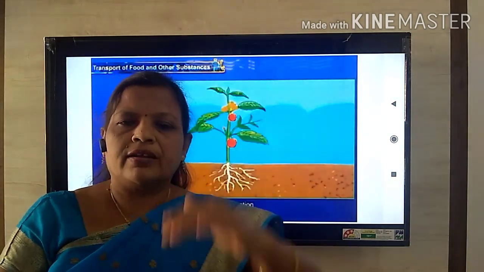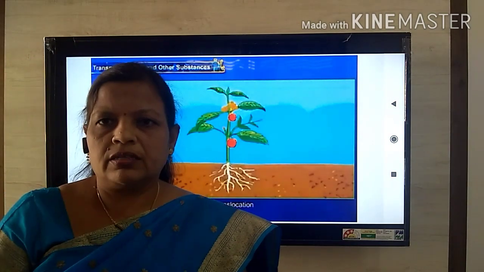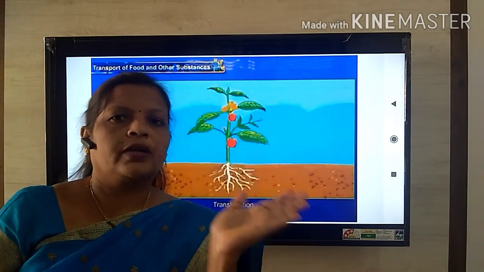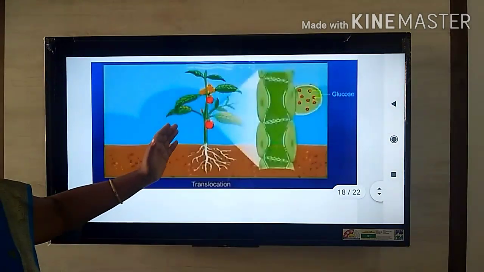The upward as well as the downward movement of the substances, food as well as the other substances, from one part of the plant to another part. Next slide.